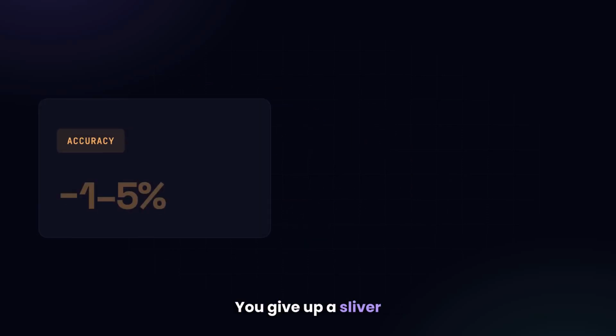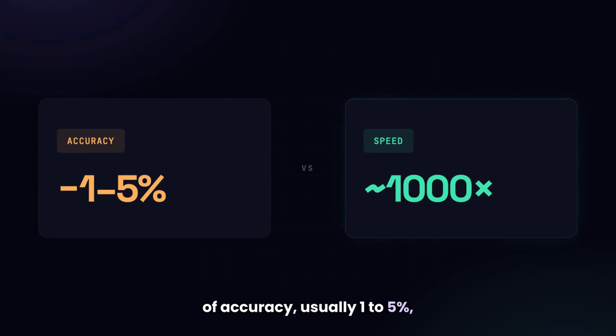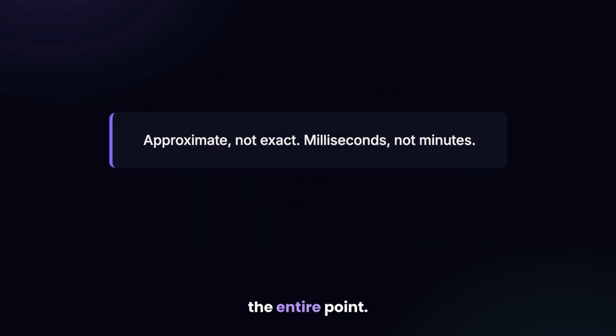You give up a sliver of accuracy, usually 1 to 5%, and in return, you get answers around 1,000 times faster. That trade is the entire point. Approximate, not exact. Milliseconds, not minutes.